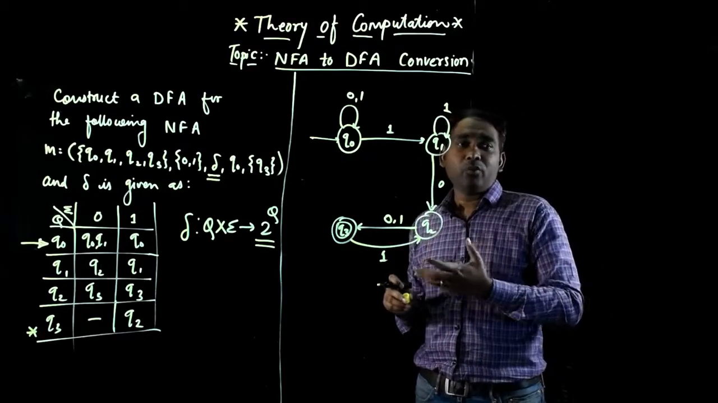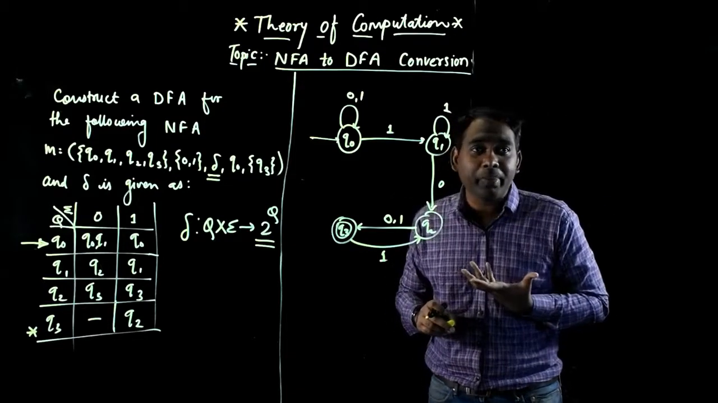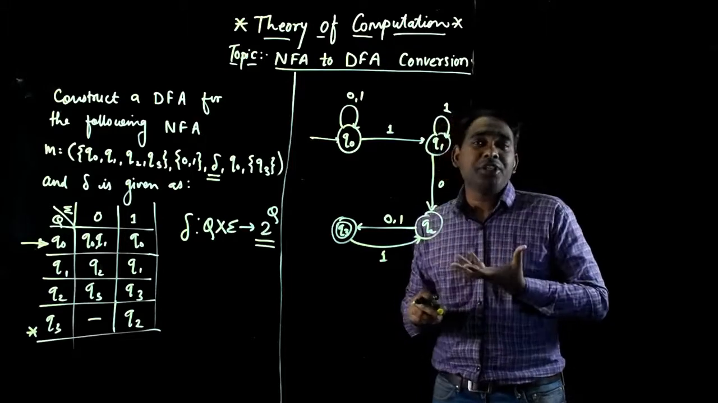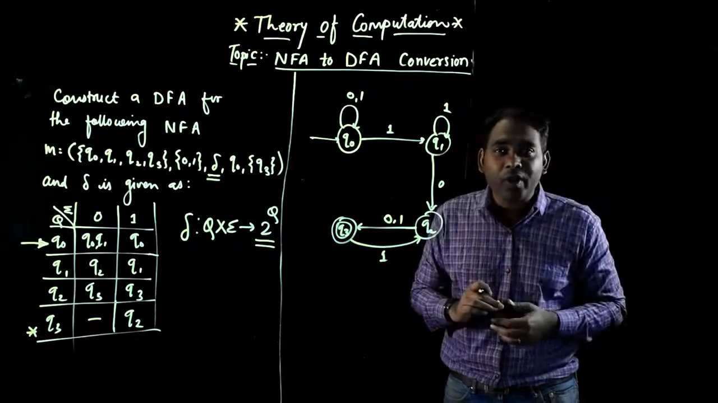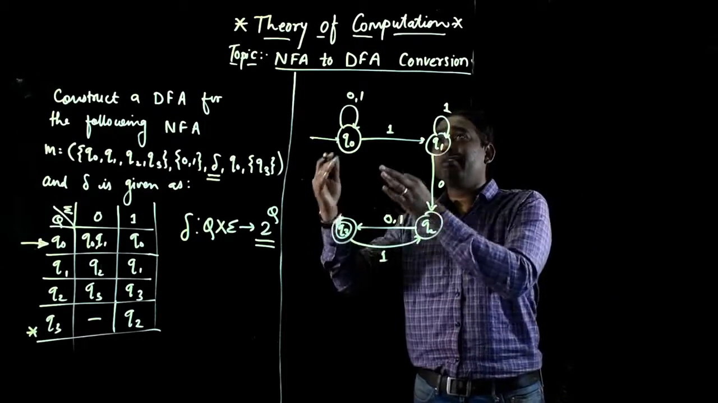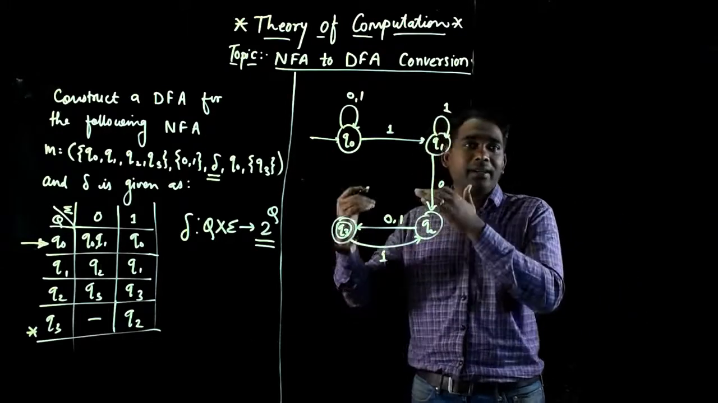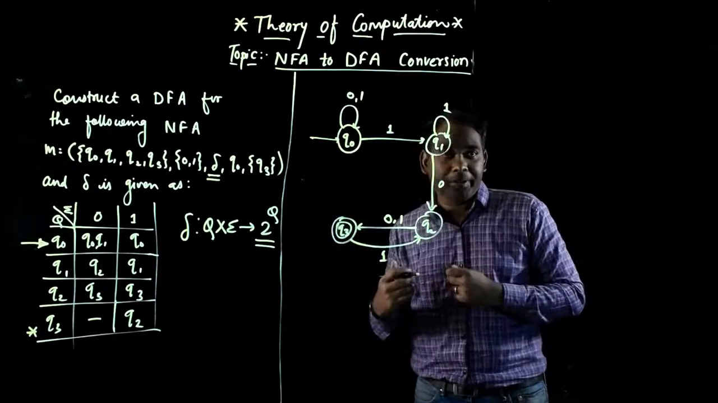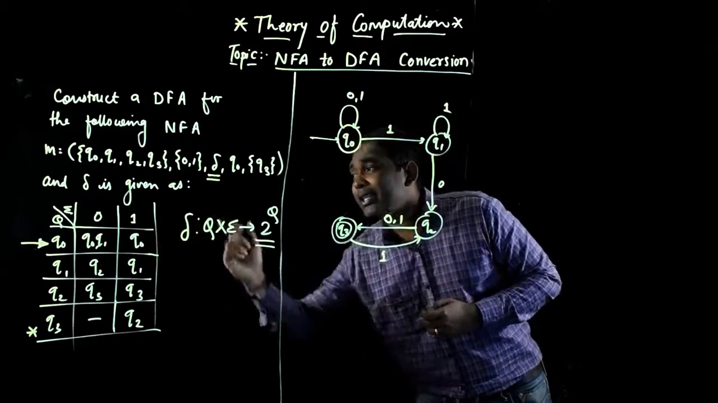For every NFA, the literature says there exists an equivalent DFA. But there is a standard procedure, a standard algorithm, we need to follow to convert the given NFA to its equivalent DFA. So we start converting. For that, we need to create a transition table for the DFA, and we start from the initial state.